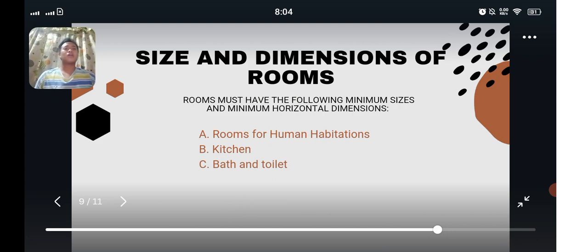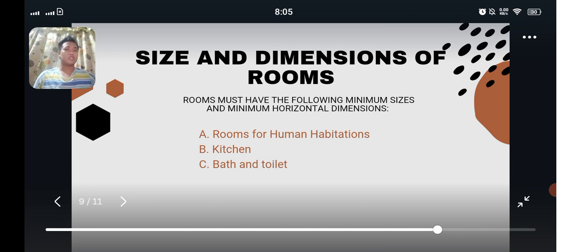Then the next one is size and dimensions of rooms. So rooms must have the following minimum sizes and minimum horizontal dimensions. We have three examples of it: rooms for human habitation, kitchen, bath and toilet. In the first one, spaces for human habitation must have 6.00 square meters with a minimum size of 2.00 meters.